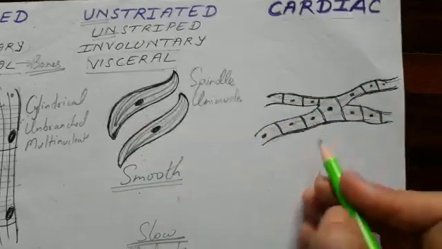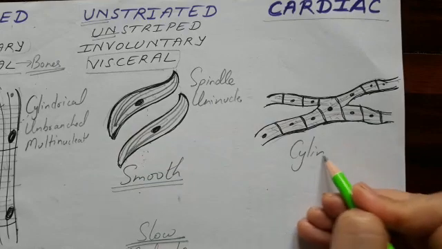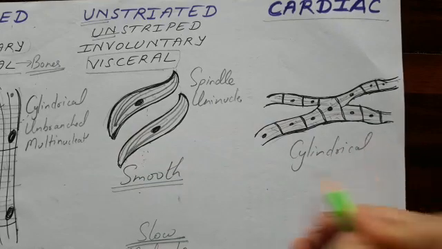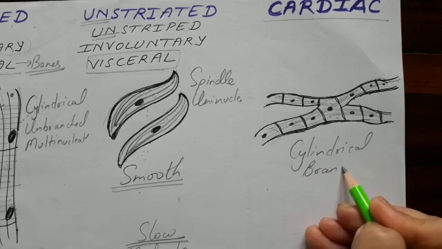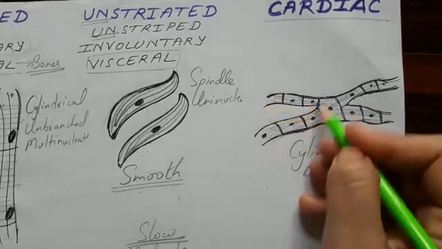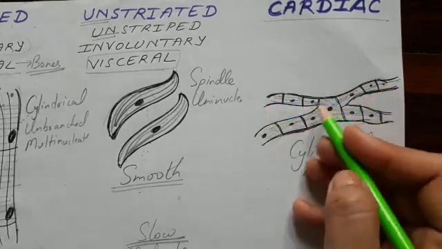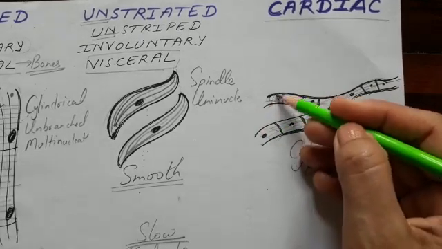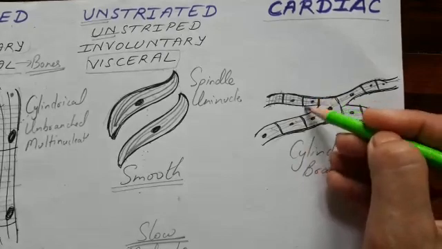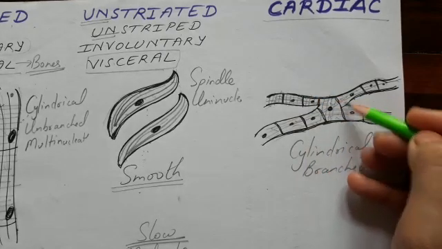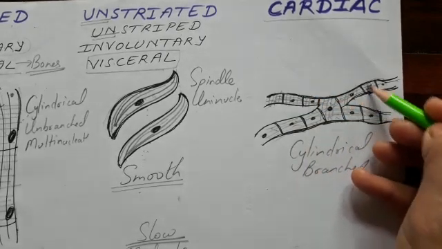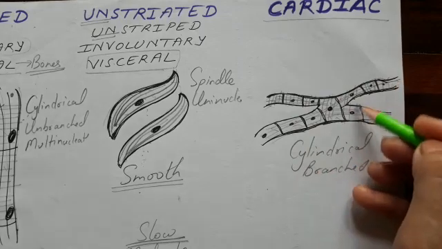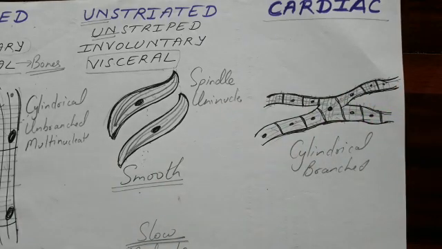Then they are cylindrical. If we see their shape, they are cylindrical and branched. They will be showing the side branches, intercalated branches, with one another. Then they are also showing alternate light and dark bands. So they are also showing the striations, the alternate light and dark bands, like the first, striated muscles.